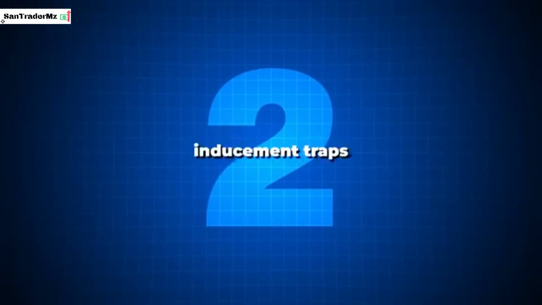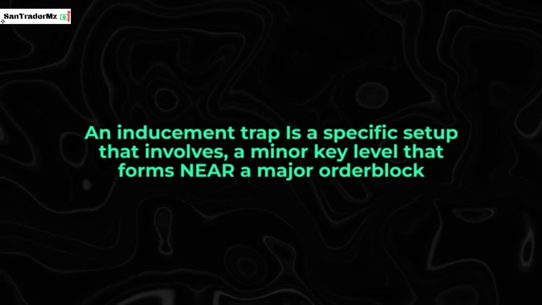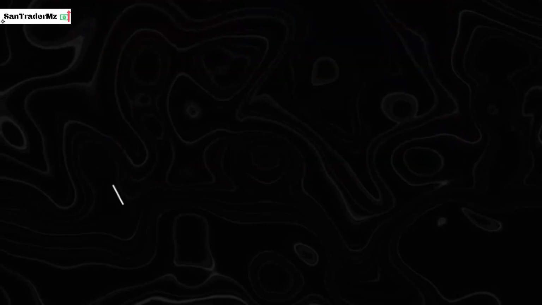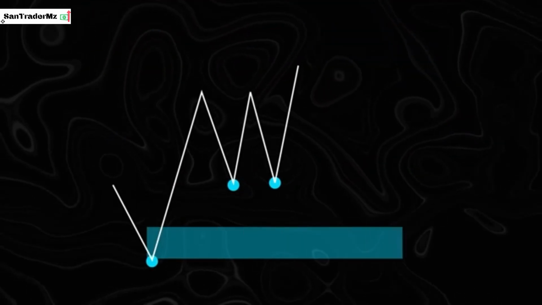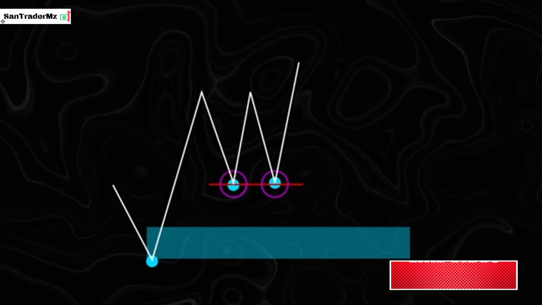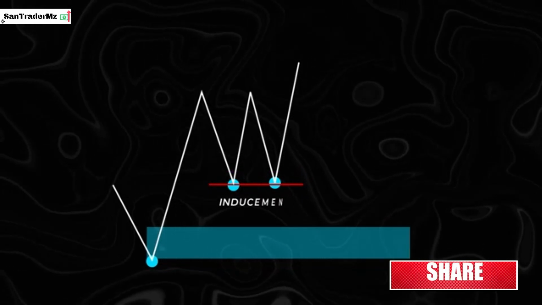Strategy number 2, inducement traps. An inducement trap is a specific setup that involves a minor key level forming near a major order block. Take this example. We have a major order block forming below and a minor key level forming above it due to multiple rejections. This minor key level is also referred to as an inducement.